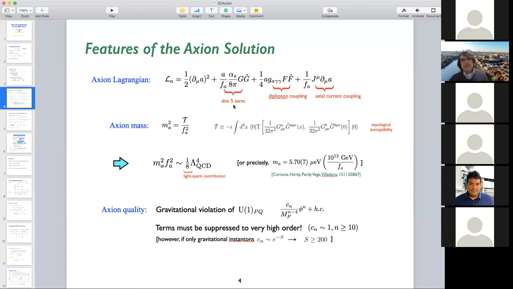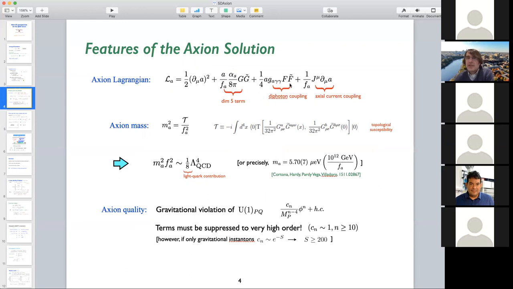So what are the features of the axion solution? Well, this is the kinetic term. This is the axion Lagrangian. Here's the kinetic term. The axion couples to the gluon field strength, G and G tilde, and this is the anomalous term that's generated. But it's a dimension 5 term, which means this coupling is suppressed by this parameter Fa.